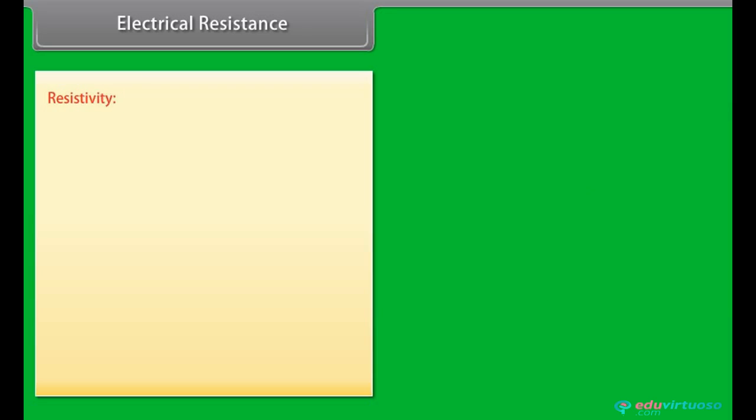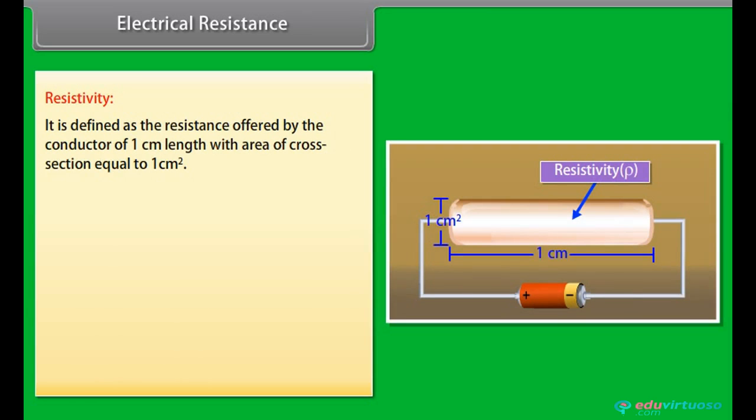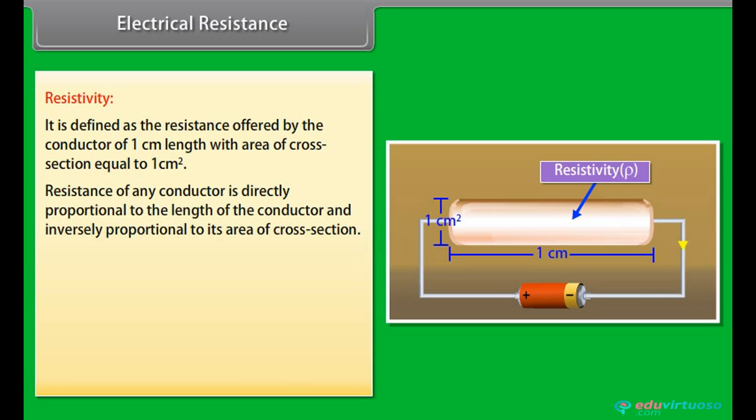Resistivity. It is defined as the resistance offered by the conductor of 1 centimeter length with area of cross-section equal to 1 centimeter square. Resistance of any conductor is directly proportional to the length of the conductor and inversely proportional to its area of cross-section. R = ρL/A, where ρ is known as specific resistance or resistivity.